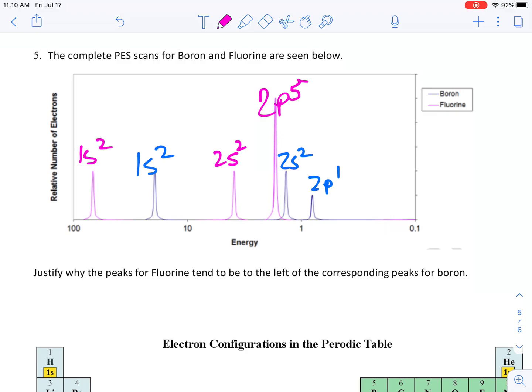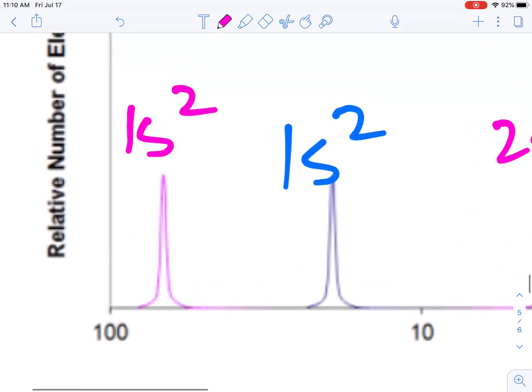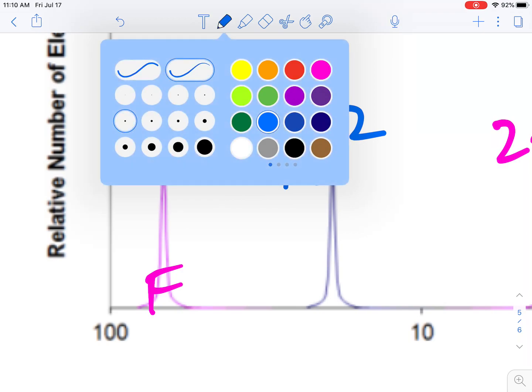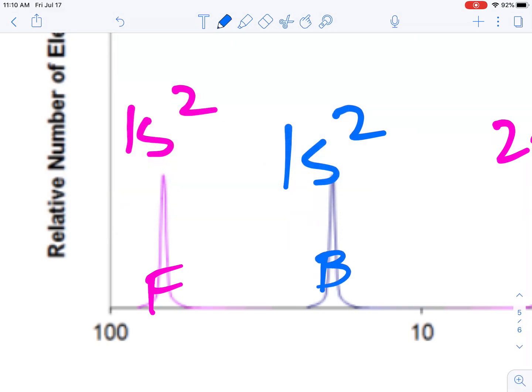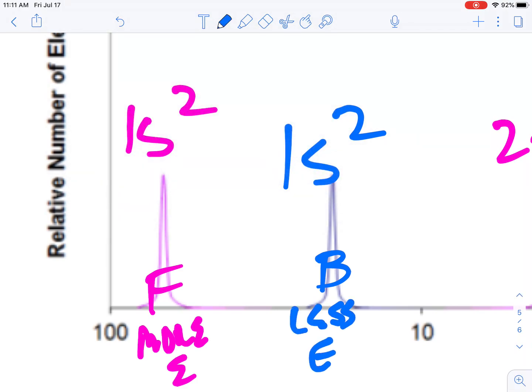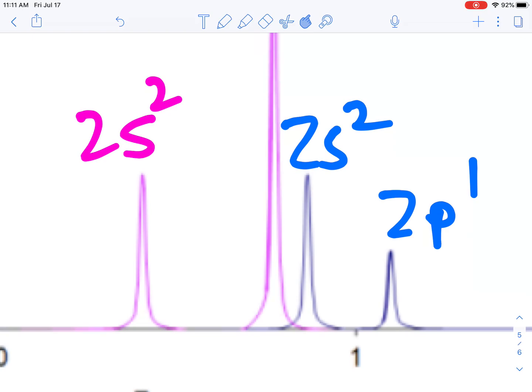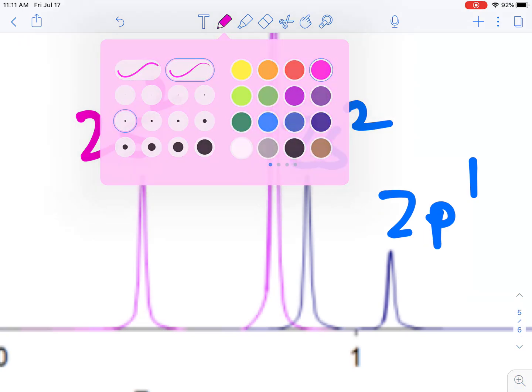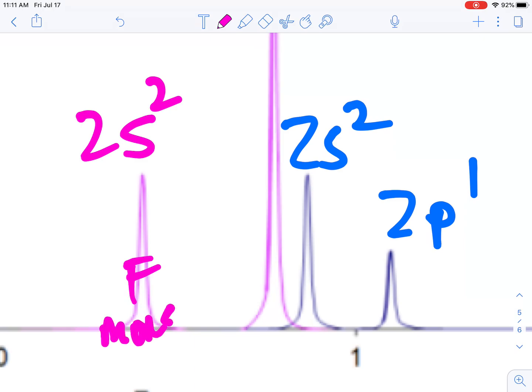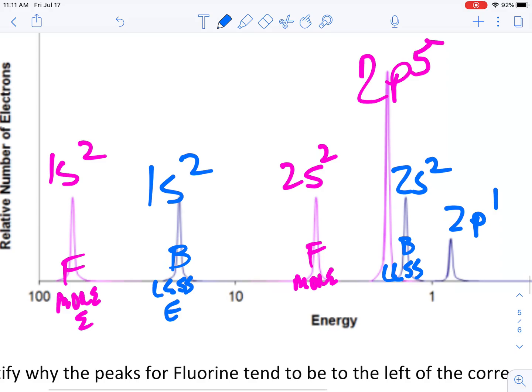If you're not sure what that means, let's compare similar peaks. So if you compare, for instance, just the 1s's, here's your fluorine and here is your boron. You'll notice that the fluorine tends to be to the left of the boron, which is more. So this is more energy. And the boron over here is less energy. So that's the 1s's. Now if we compare something else, let's compare the 2s's. Here's the 2s's. Once again, this is the fluorine and it's more. And this is the boron, which is less over here.